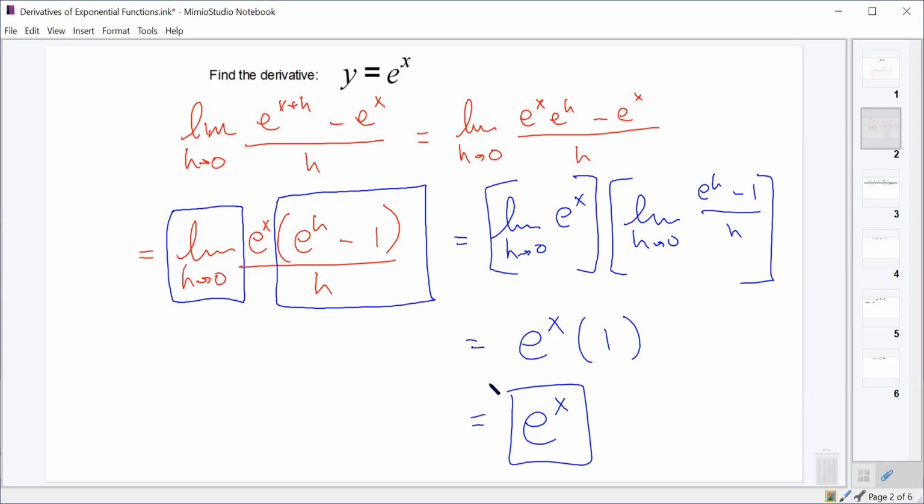Besides putting a constant in front of this, like 2 e to the x, and then taking the derivative of 2 e to the x to get 2 e to the x, right? There's one other function that when you take the derivative of it, you get the same function that you started with. What is that function?